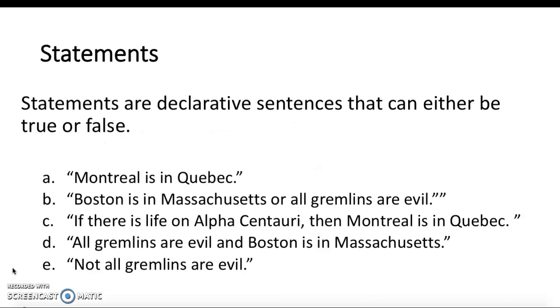Recall that a statement is a declarative sentence that can either be true or false. So here are some examples of declarative statements. However, in symbolic logic, we're not just concerned with the content of declarative sentences or what they say. We are primarily concerned with some of their main logical features.